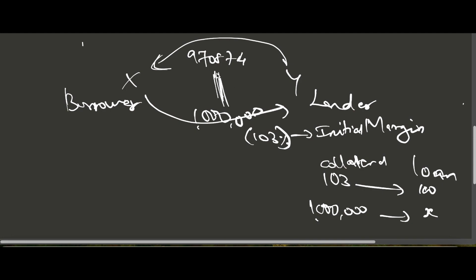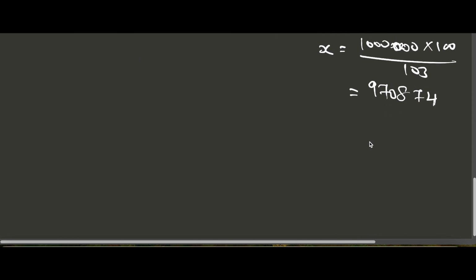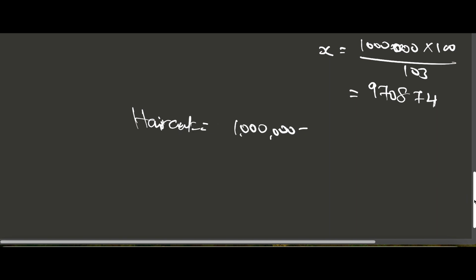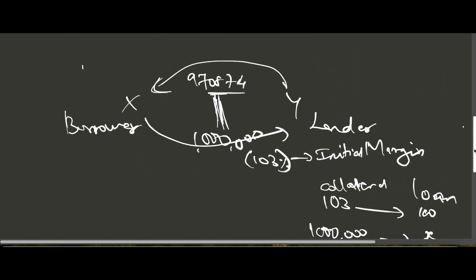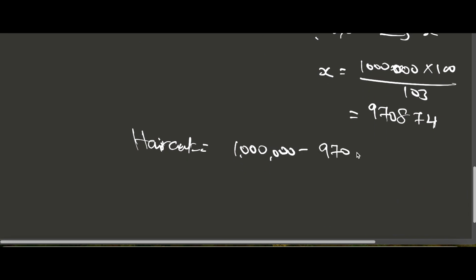So let me explain this terminology as well. The difference of amount is between 1 million and 970,874. So if I want to calculate haircut in this case, haircut is equal to $1 million minus 970,874. So this comes to 29,126. This is the haircut.